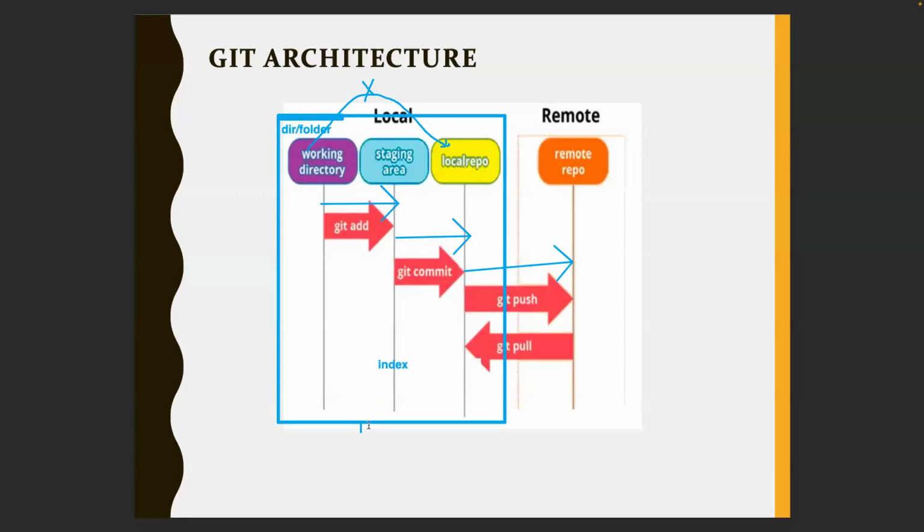It works like a preview or a pre-check before your changes go to local. Let's suppose you have 10 files here, and you want to move 5 files to local. You will put only those 5 files into the staging area, and those 5 files will go to the local repo. So you have better control over which changes are moving to your local.